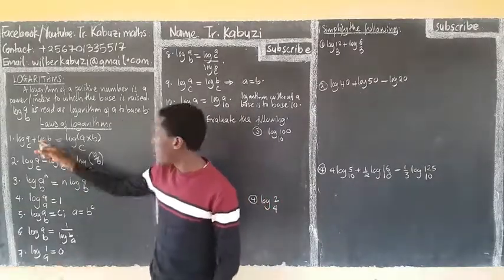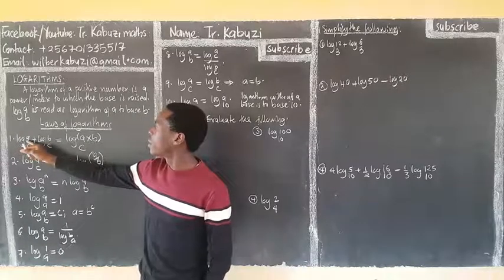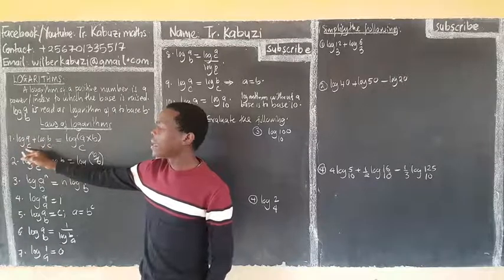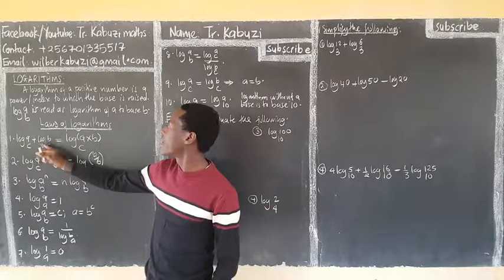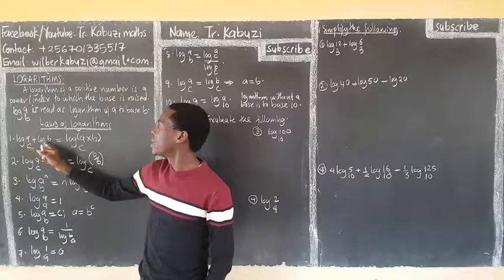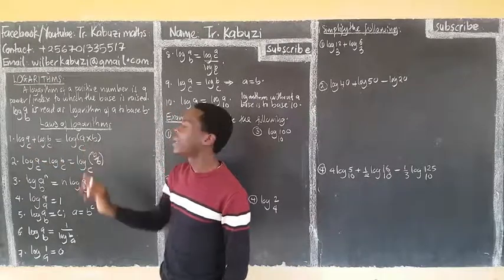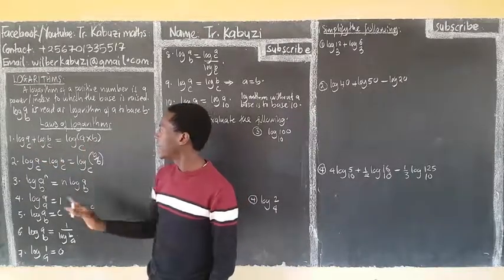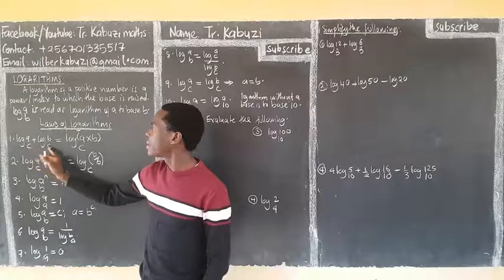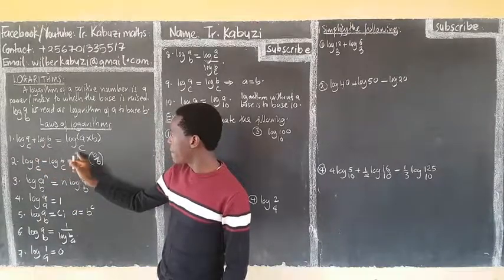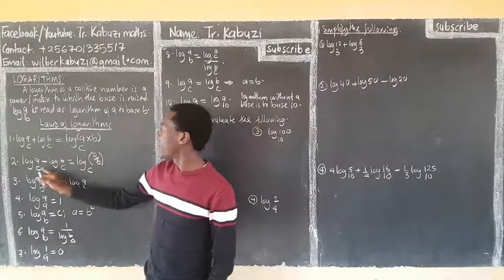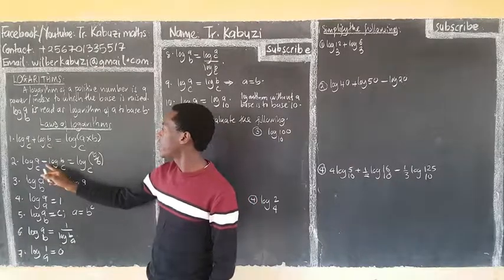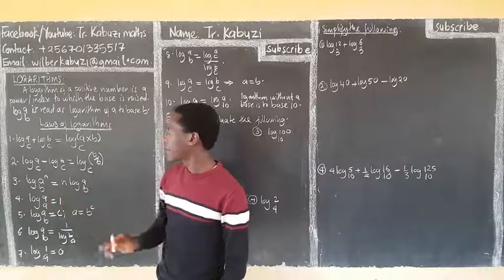Okay. If we have log of a base c plus log of b base c, it's the same as log of a times b base c. As simple as that. This works if the base is the same. You maintain the base, then you multiply. If the base is the same and you're subtracting, you get a divided by b.